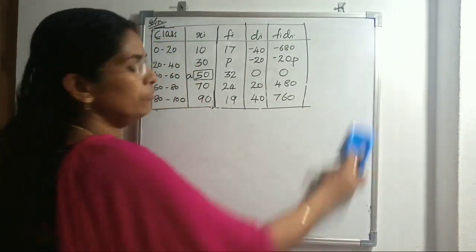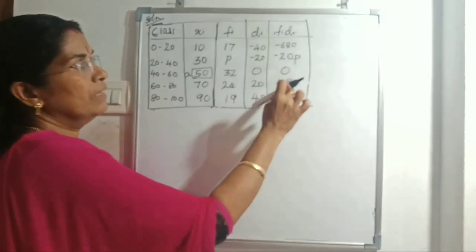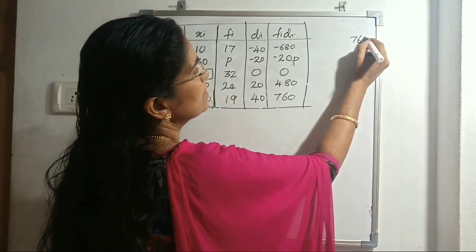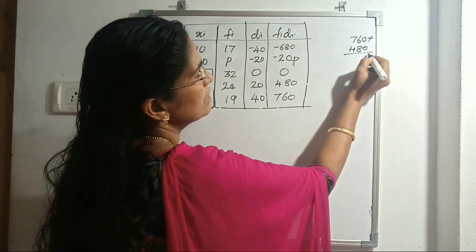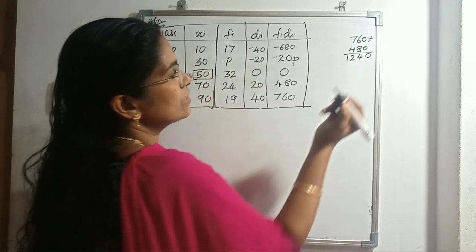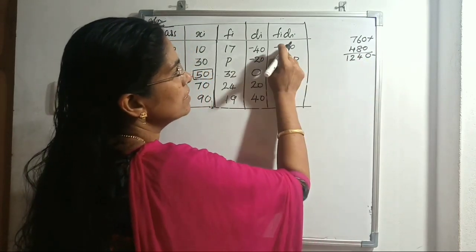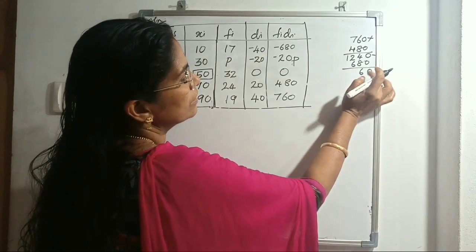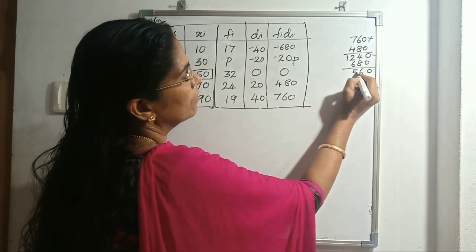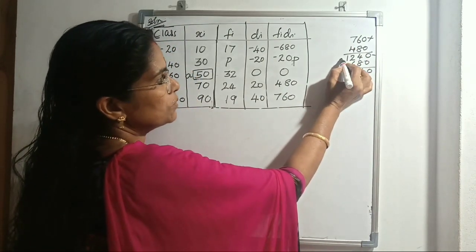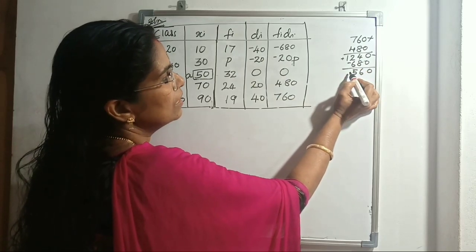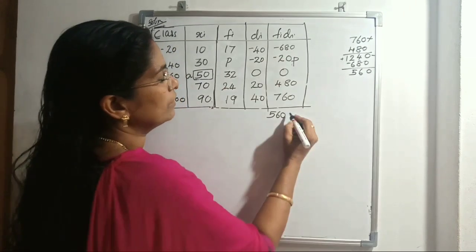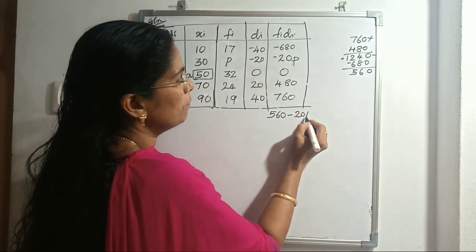First we can add the values, but one is with the variable. This we cannot add. So first you add these two: 760 plus 480 is 1240, and subtract 680. That gives 560. The bigger number is positive and this one is negative, so the answer is positive 560. And one more term is there, that is minus 20p.